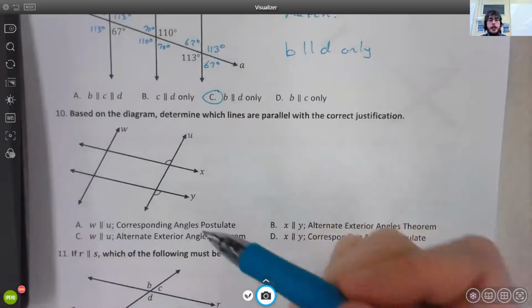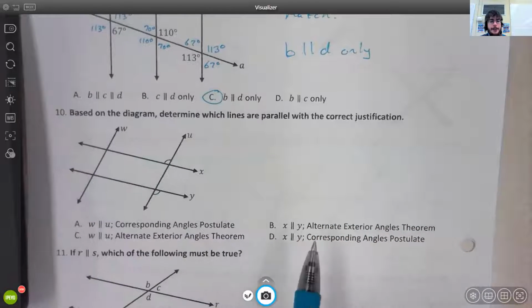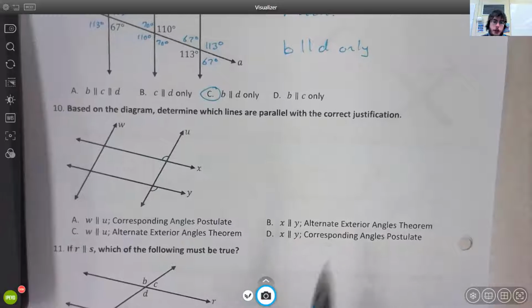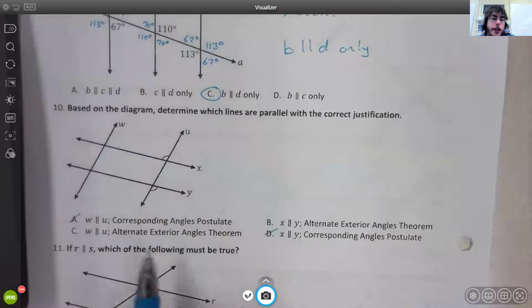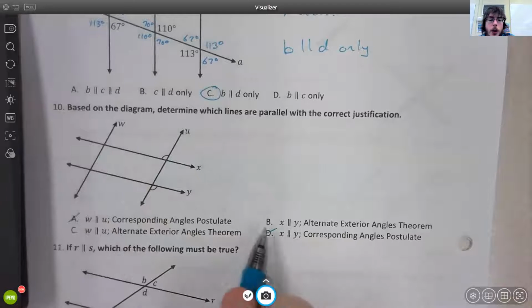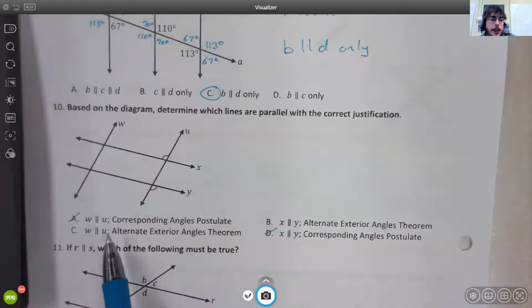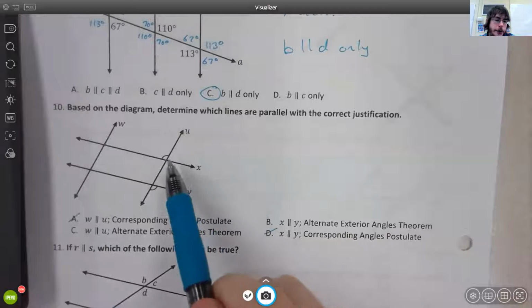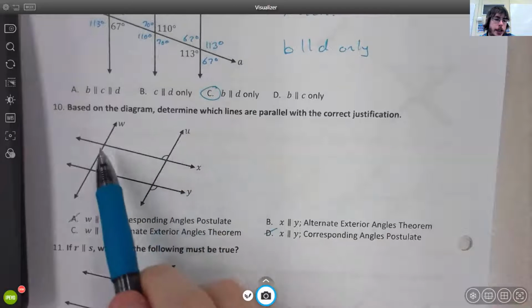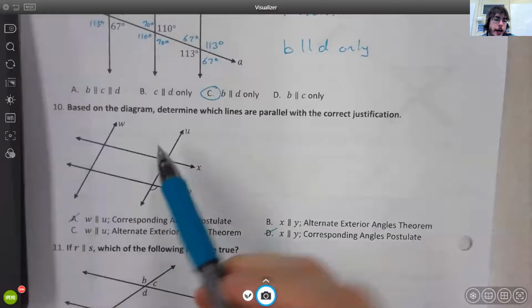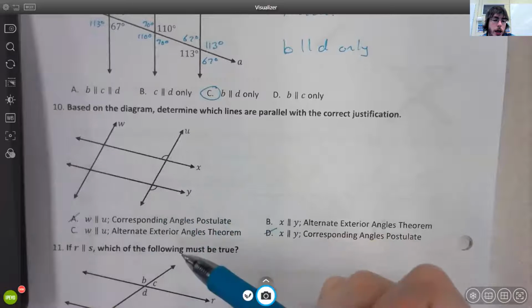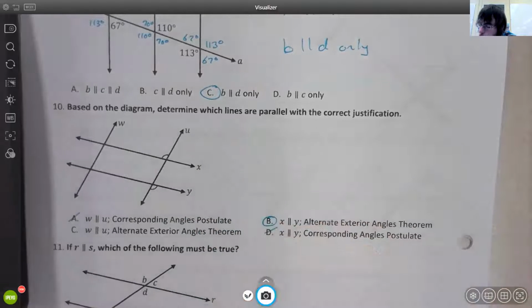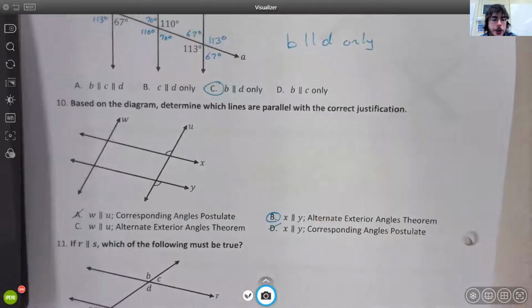So we know that we can immediately rule out A and D because they use corresponding. So we know it can't be A and D. Now we need to determine if W is parallel to U or X is parallel to Y. Which combination are these angles attached to? Are the angles attached to X and Y, or are they attached to W and U? We should see pretty clearly that the angles are attached to X and Y. So that would mean that X is parallel to Y because of the alternate exterior angles theorem.